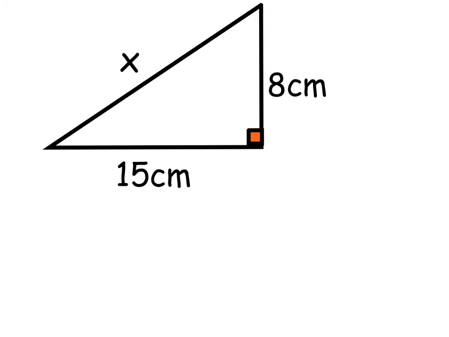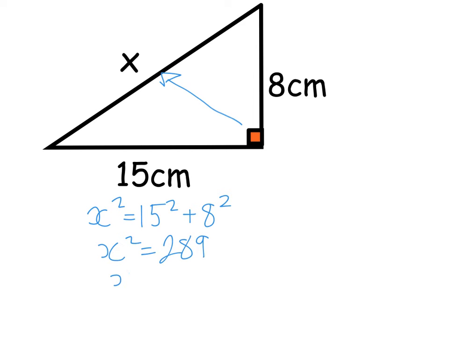Example 2. Across from the right angle is the one we're finding out this time. So we're finding out the slope, the hypotenuse. We're finding a long side, so we are adding. So x squared equals 15 squared plus 8 squared, which gives us 289. And when you square root 289, you actually get a nice whole number. You get 17 centimetres. And 17 is longer than the 8 and the 15, so I've done it the right way in that one.